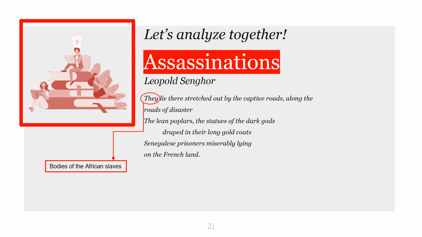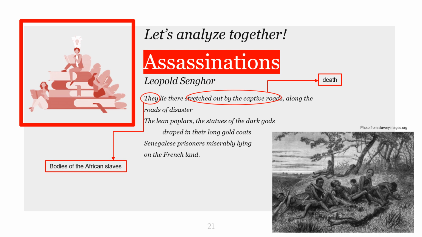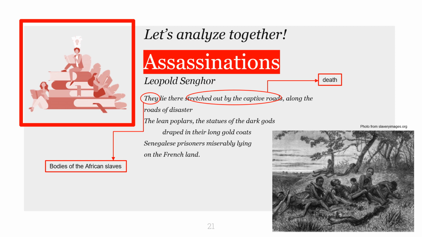When you say captive roads, it seems like these are the roads that were colonized by the French. When they say they were lying stretched out by the captive roads, it sort of shows death, because who in their right mind would lie down in the middle of the road? Roads of disaster. Disaster in itself is a negative word as well. So this is an example or a photo of how they most probably looked.